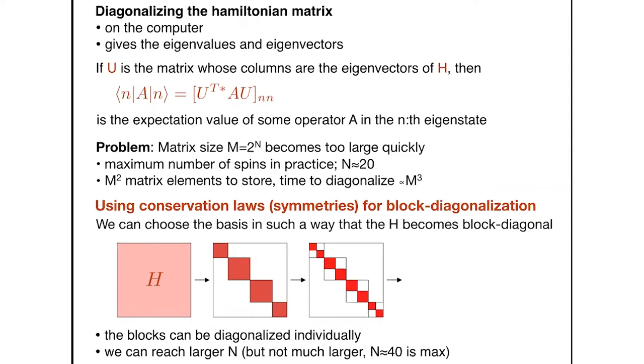Of course, you know what that means. There are some conserved quantum numbers labeling these blocks. And sometimes we can use several symmetries, so we can start with one, and then further break up the blocks into smaller pieces. Now we can diagonalize them one by one, because since they correspond to some conserved quantum number, they don't communicate with each other, so to speak. So this M cubed now applies to a much smaller M. But that doesn't actually help that much. You can reach around 40 spin one halves in that way.